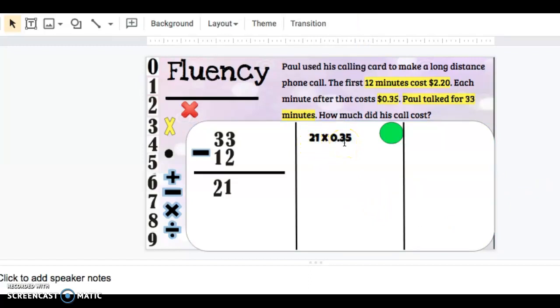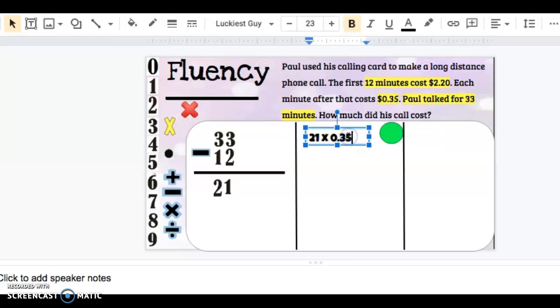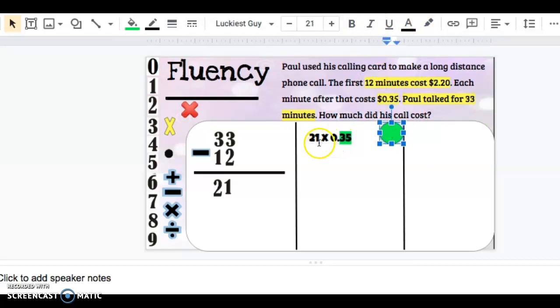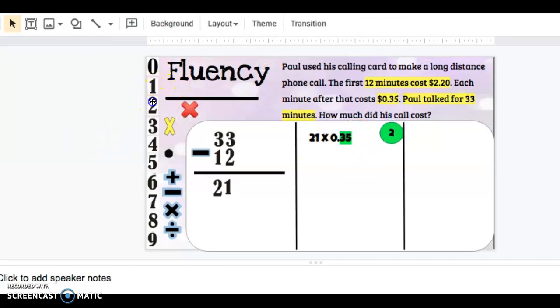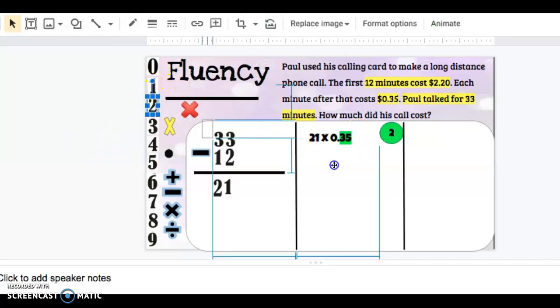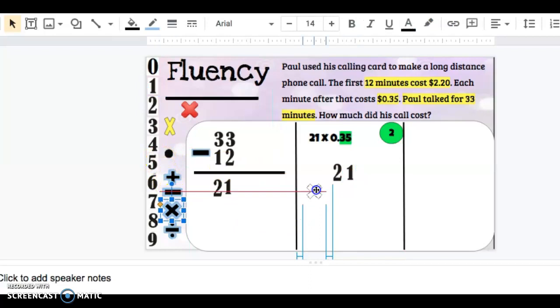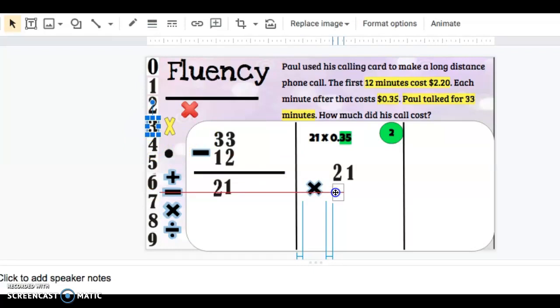Well, remember, our first thing to do is take out the decimal point. So we have to count how many numbers are behind the decimal point. So I have a 5 and a 3. Okay, so that is 2 numbers behind the decimal point. There's none behind 21, so I'm going to put a 2 in my bubble. And now I'm going to begin to write the problem without the decimal point. So I have 21 times 35.